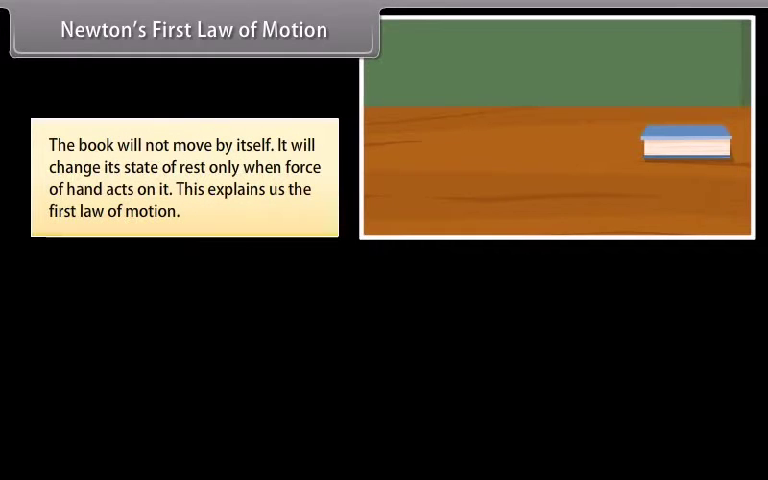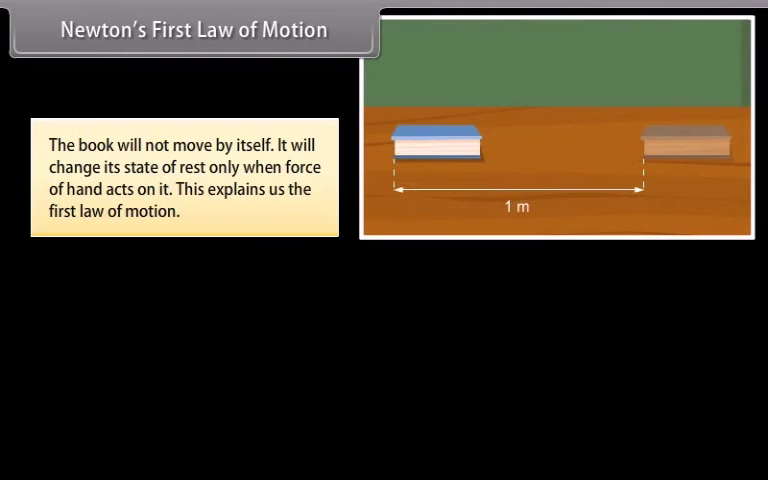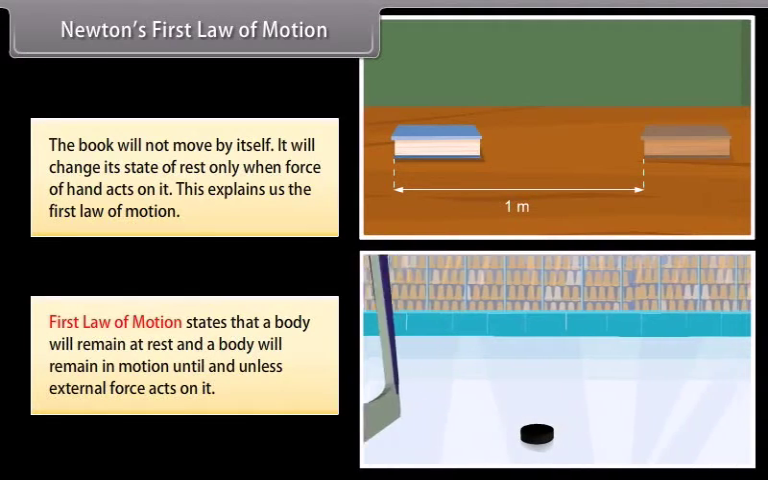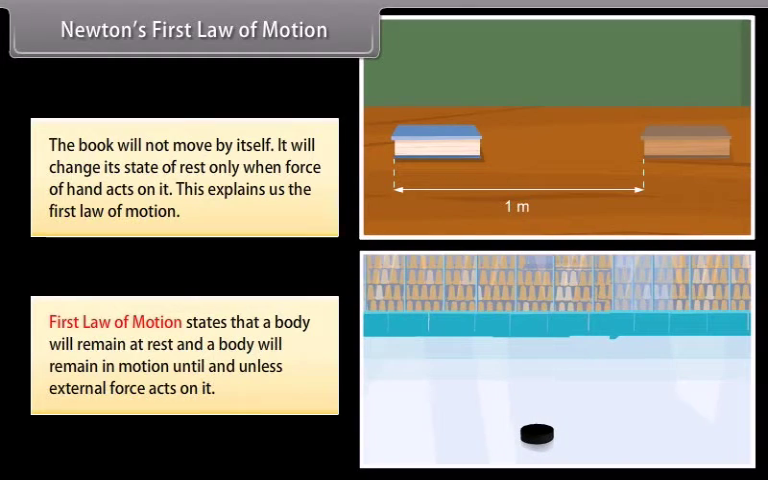Newton's first law of motion. The book will not move by itself. It will change its state of rest only when the force of a hand acts on it. This explains the first law of motion. The first law of motion states that a body will remain at rest, and a body in motion will remain in motion, until and unless an external force acts on it.